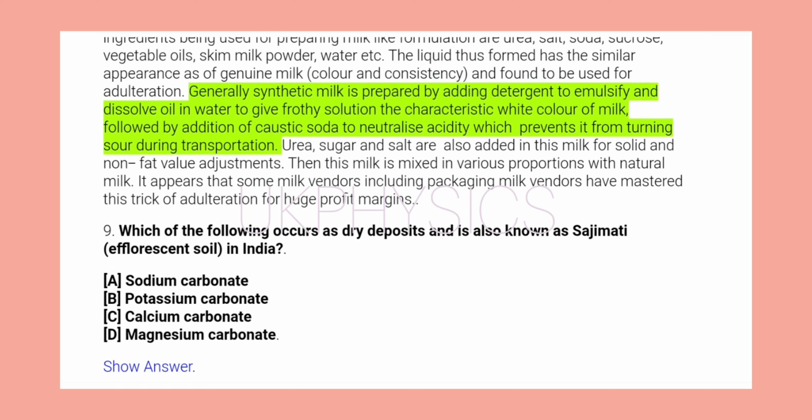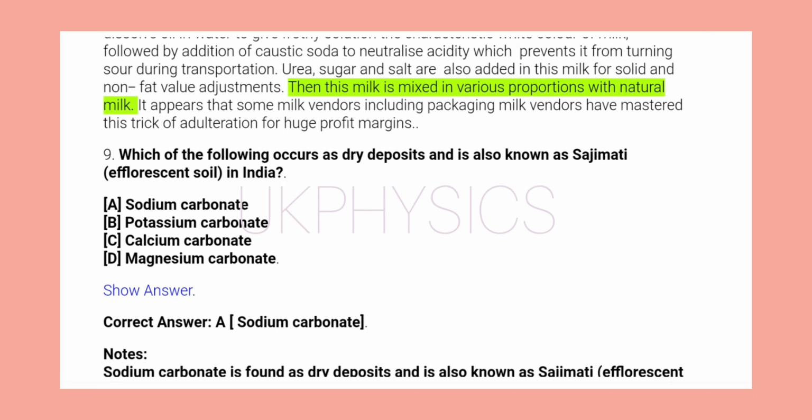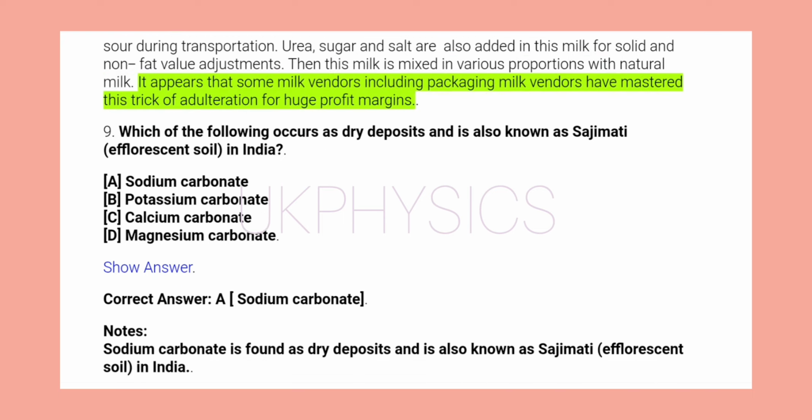Generally, synthetic milk is prepared by adding detergent to emulsify and dissolve oil in water to give frothy solution the characteristic white color of milk, followed by addition of caustic soda to neutralize acidity which prevents it from turning sour during transportation. Urea, sugar and salt are also added in this milk for solid and non-fat value adjustments. Then this milk is mixed in various proportions with natural milk. It appears that some milk vendors, including packaging milk vendors, have mastered this trick of adulteration for huge profit margins.